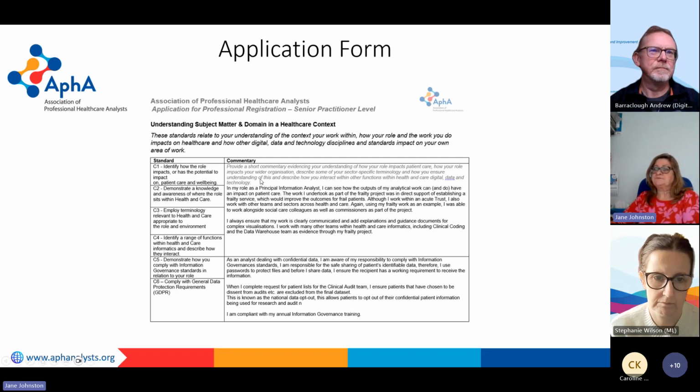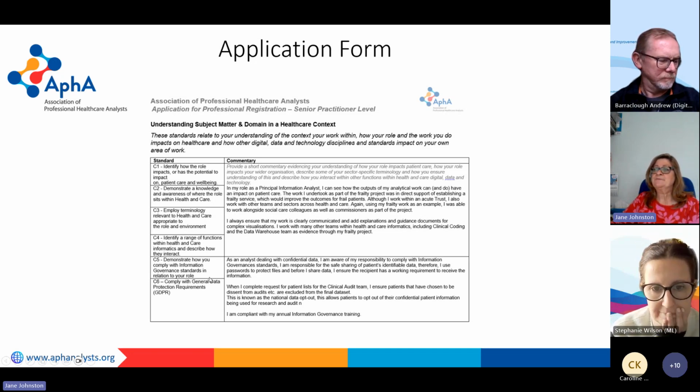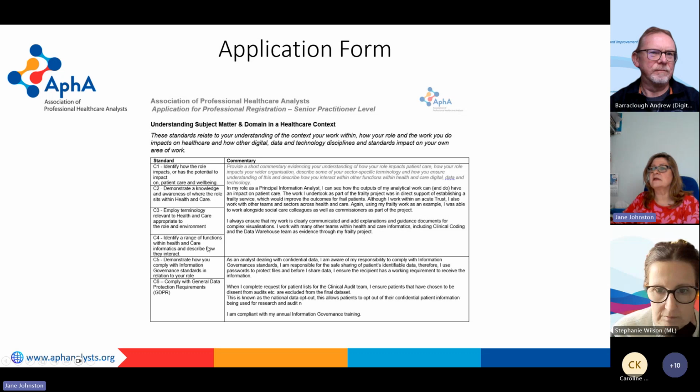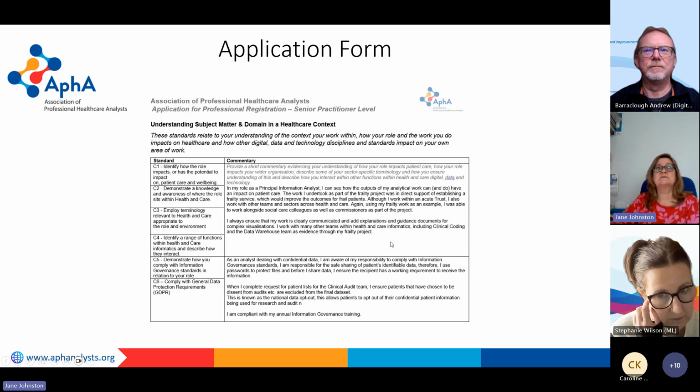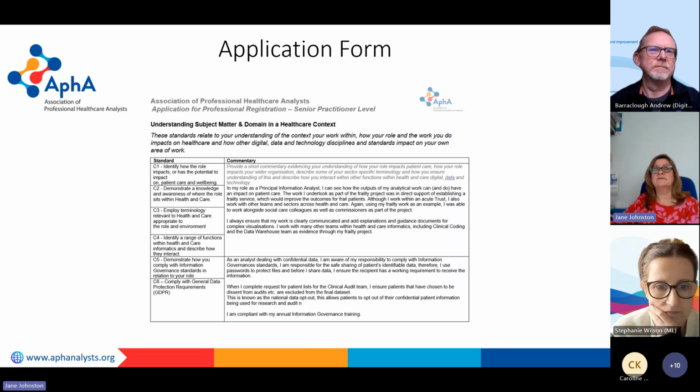So here's the C1. Sorry, the domain healthcare, the context within healthcare. C4, identify a range of functions within health and care informatics and describe how they interact. I think I had something along the lines of the functions. Health and care informatics covers a much wider range. Obviously, you've got your data warehouse team, your developers, your analysts, you might have performance people within that. So it's really looking at all those areas that deal with data in that whole informatics umbrella, and how they all interact.